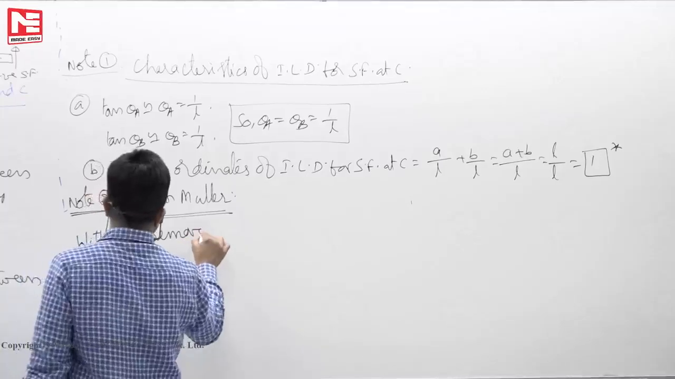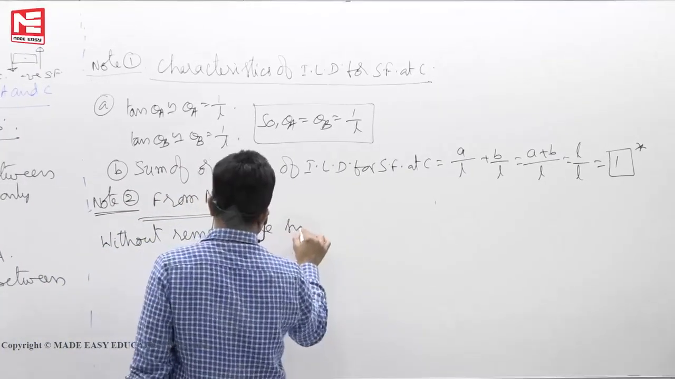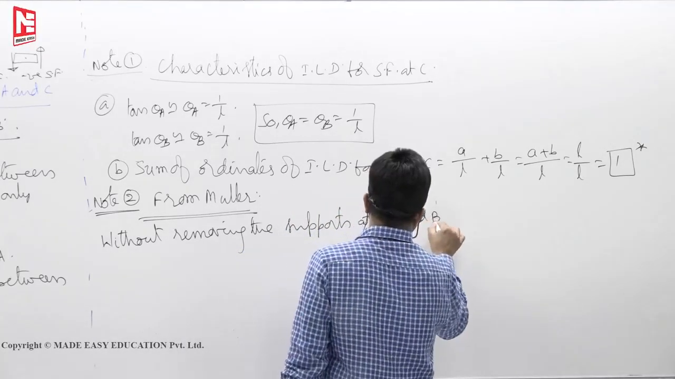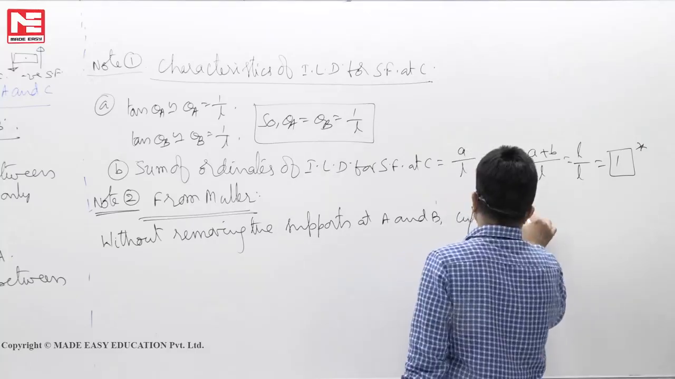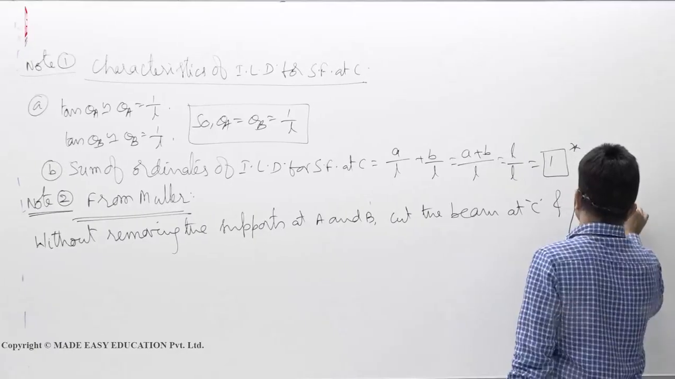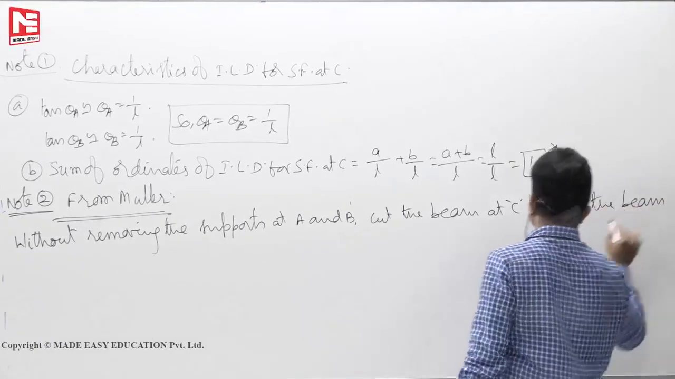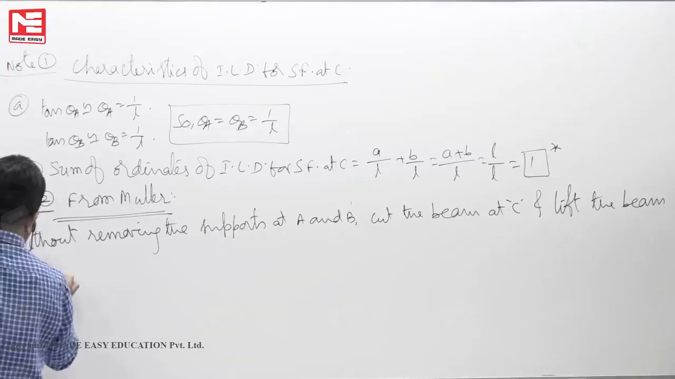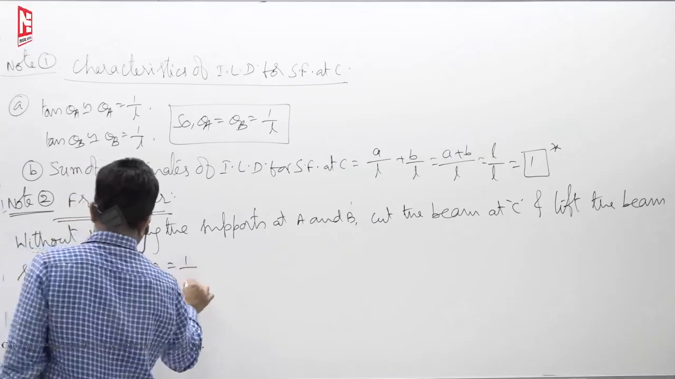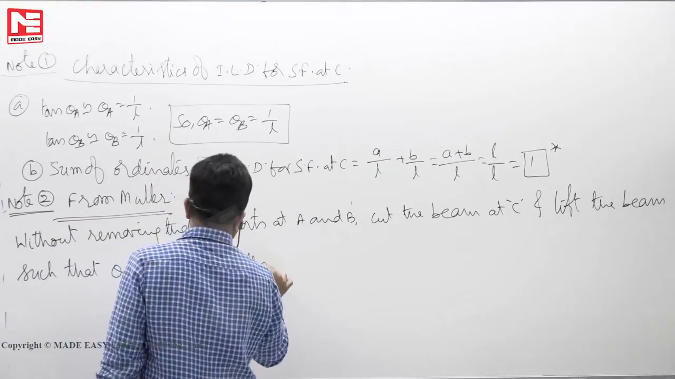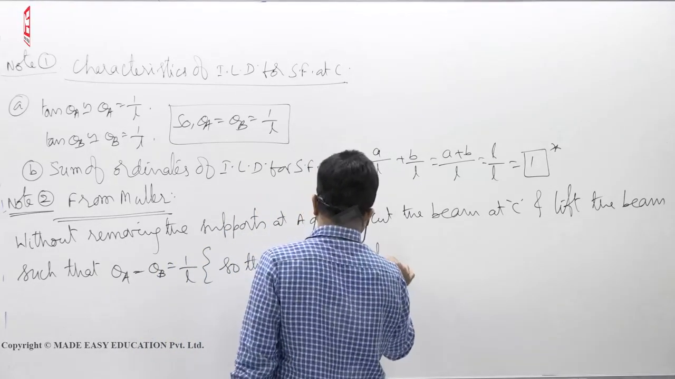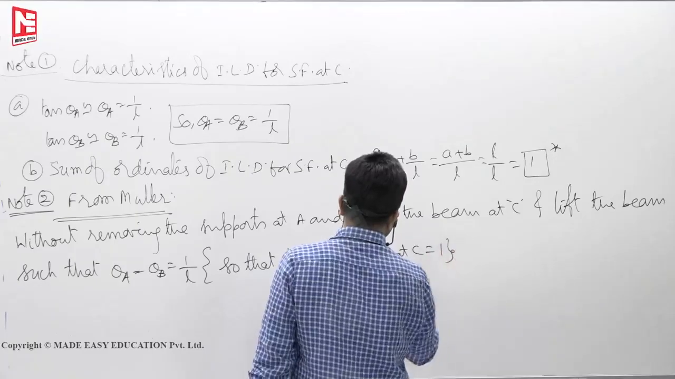Without removing the supports at A and B, cut the beam at C and lift the beam such that theta A is equal to theta B is equal to 1 by L. So that the total ordinate at C is equal to 1.